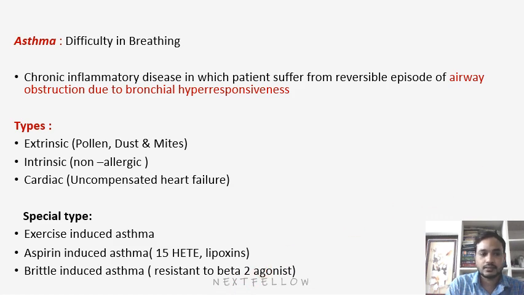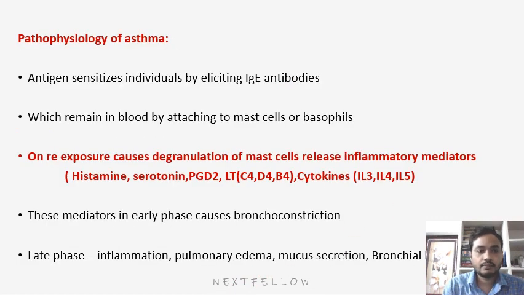Next, we'll see the pathophysiology of asthma. In pathophysiology, first, when an antigen enters a sensitized individual's body, the body will develop IgE antibodies. These IgE antibodies have memory, which remains in the blood by attaching to mast cells or basophils. These cells will have memory for that antigen trigger point. Then the same patient is re-exposed to the same antigen.